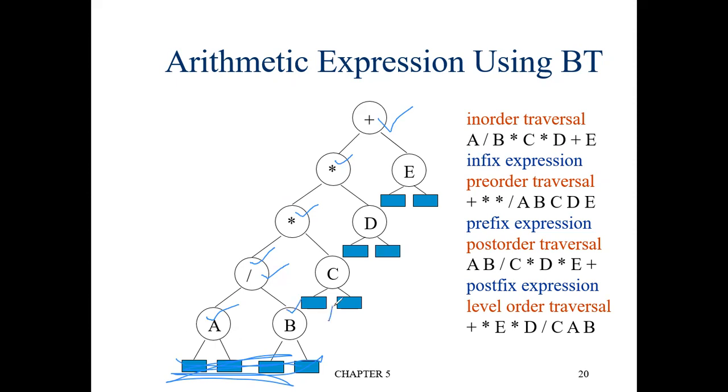So A, the corresponding root B, and then the right subtree B. After visiting this left subtree, the root will be star, and the corresponding right subtree will be C. We finish the left subtree for this asterisk, then the corresponding root and the right subtree D. Similarly, we finish the left subtree plus and the right subtree E. So this will be the in-order traversal.